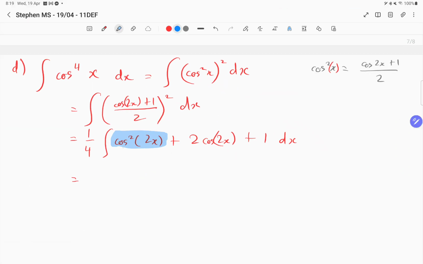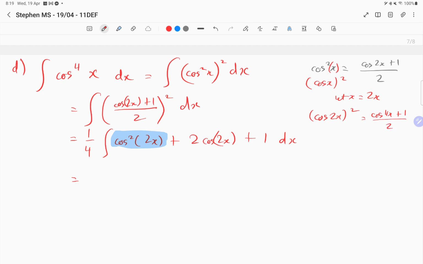Okay, so the idea is that this one is cos 2x everything squared, right? Because this one is cos x everything squared. I'm just replacing x with 2x. So I'll get cos of 2x everything squared, which is this thing. That would be equal to cos of 4x plus 1 over 2.